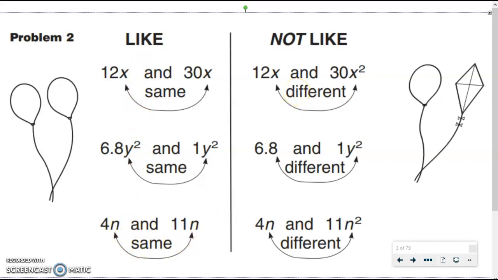Not like terms. 12x and 30x squared. See, it's different. 6.8 and 1y squared. See, it's not the same. 4n and 11n squared, not the same. So, just to give you a visual aid here, two balloons the same. A kite and a balloon. They both fly, but they're not the same.